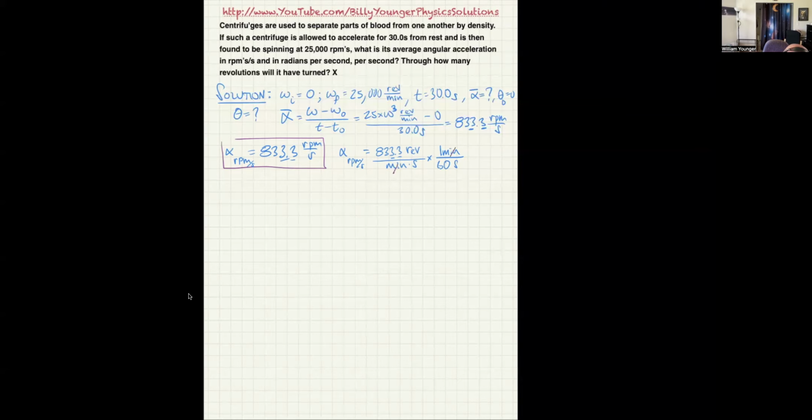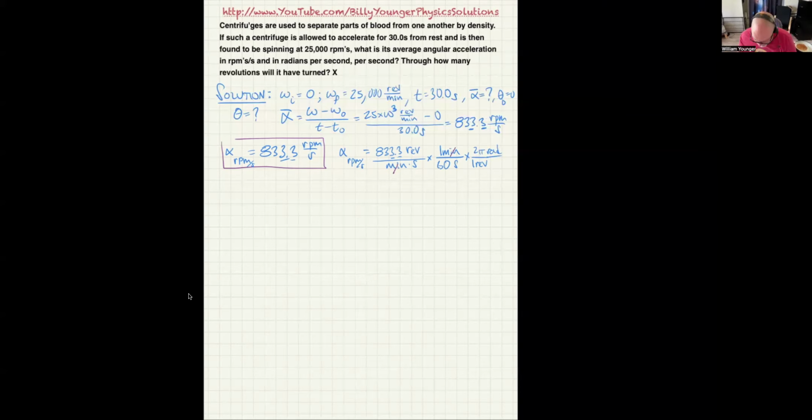But I also want to say that we need to get rid of the revolutions as well. So I'm going to also say that 1 revolution is equal to 2 pi radians. So then we'll have units of radians per second per second.